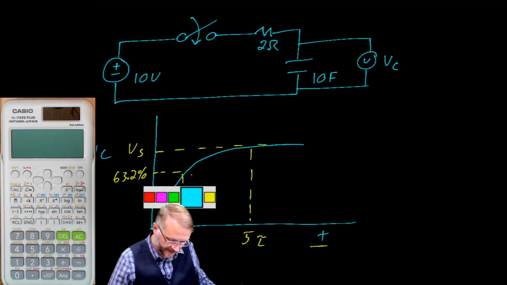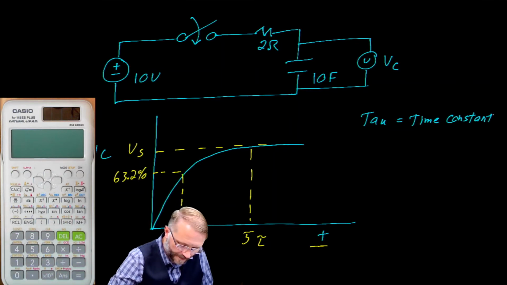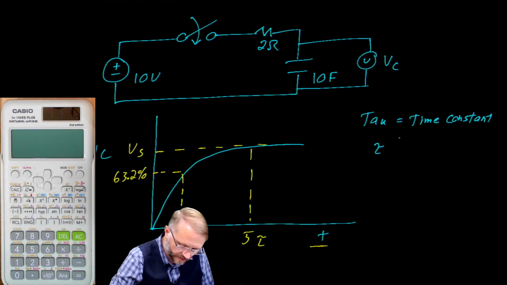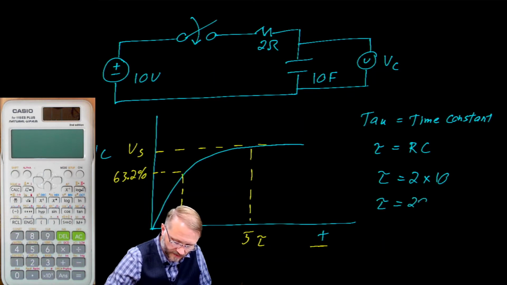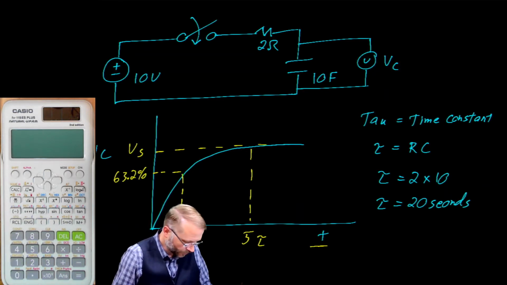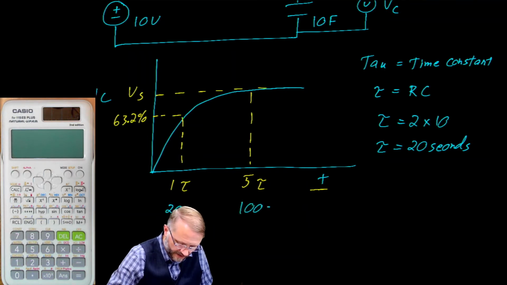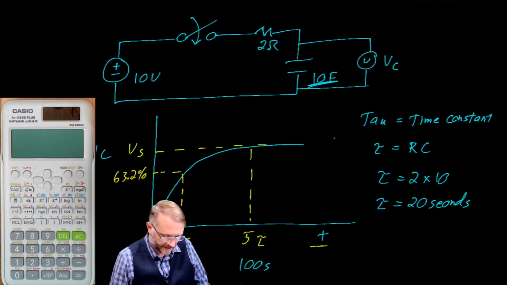Now, what's tau, you ask? Well, tau is equal to the time constant. And for us, we would say that tau is equal to the product of the resistor and the capacitor. For our circuit, tau is equal to 2 times 10, which gives us a tau of 20 seconds. So 1 tau would be 20 seconds, and 5 tau would be 100 seconds. By the way, 10 farad is a pretty big capacitor, so it takes a long time to charge.